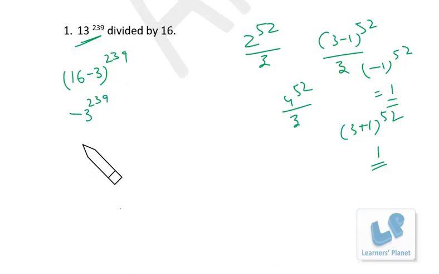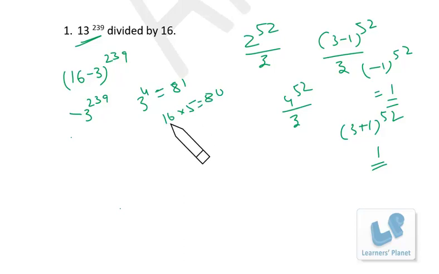Now I was talking about a clue. You know, 3 raised to 4 is 81, and 16 into 5 is 80. That means 80 is a multiple of 16, and 81 we can get from this. The difference between 80 and 81 is just 1. So we can convert this problem to an easier one, but you have to think how. Now 3 raised to 4 is 81. I put this minus sign somewhere here. Now 3 raised to 239 cannot be converted entirely into 3 raised to 4.